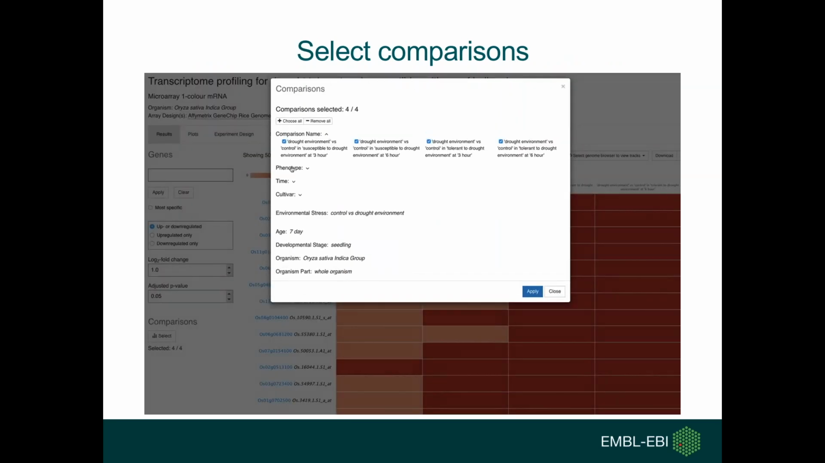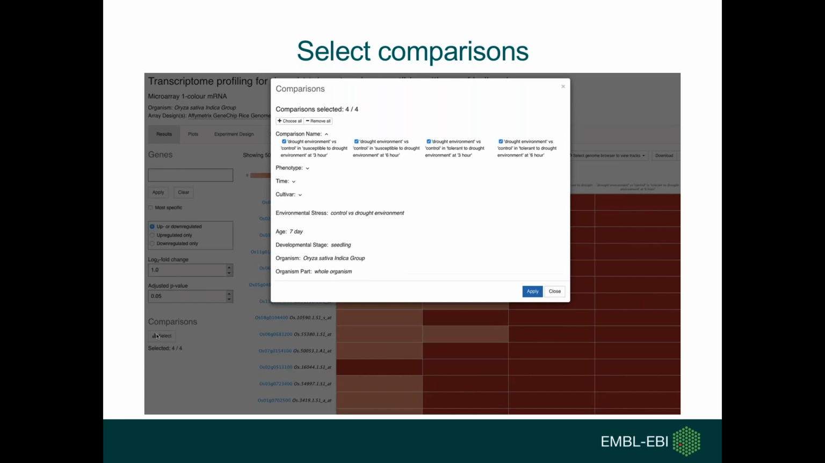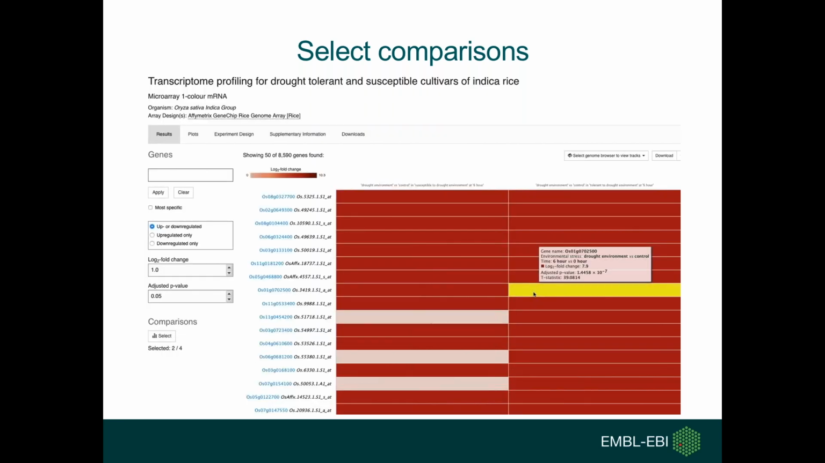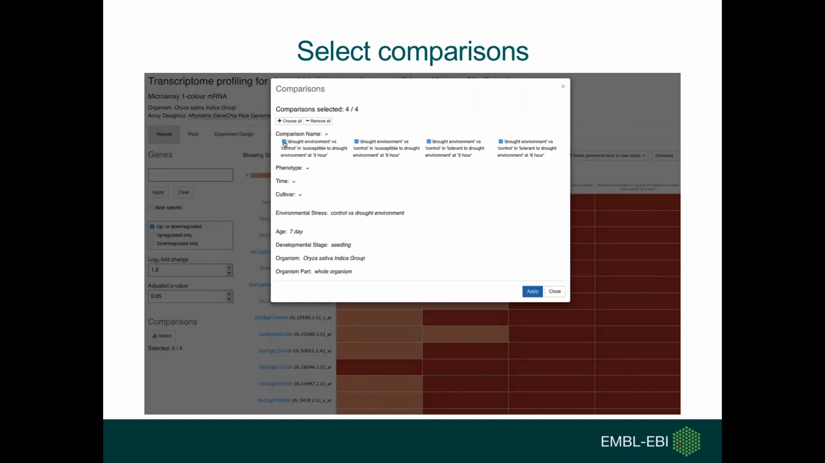So lastly, you also have the option to narrow down the view of the columns. If you have more than one comparison in one experiment, you can simply remove the other comparisons. And let's say in this case, you only want to see the 6-hour time points, so you can remove the 3-hour time points by unchecking the boxes and press apply.